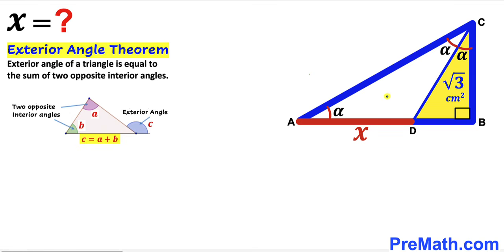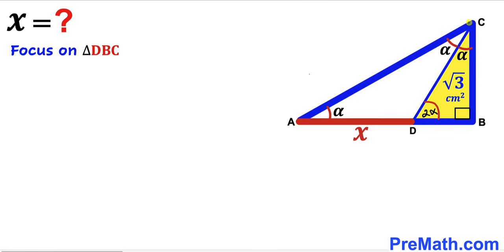And now let's focus on this triangle ADC once again. For this triangle, this angle is going to be our exterior angle, and that's going to be equal to the sum of these two opposite interior angles. So therefore, this exterior angle is going to be equal to alpha plus alpha, which makes it 2 times alpha.